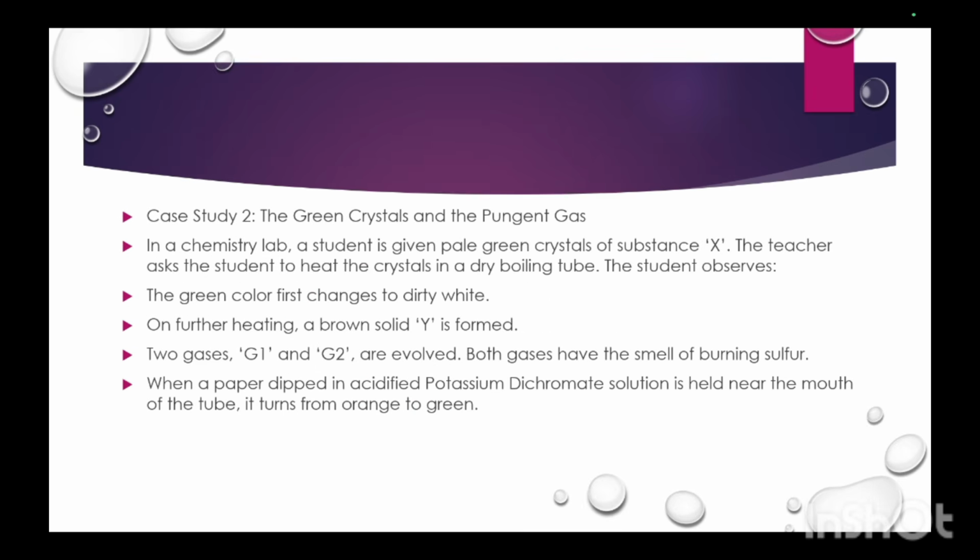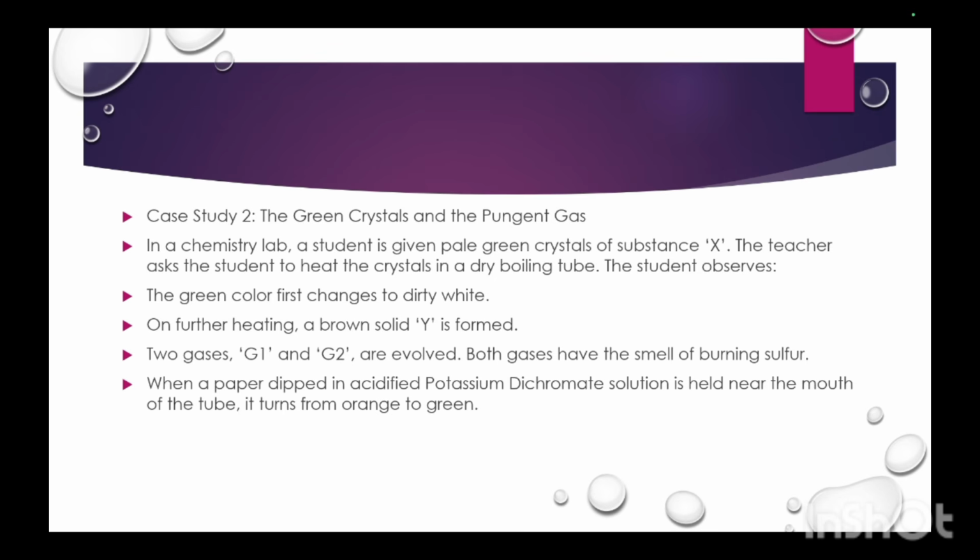The green crystal and the pungent gas. In a chemistry lab, a student is given a pale green crystal of the substance X. The teacher asks the student to heat the crystal in a dry boiling tube. The student observes that the green color first changes to dirty white. On further heating, a brown solid Y is formed. Two gases G1 and G2 are evolved. Both gases have the smell of burning sulfur.